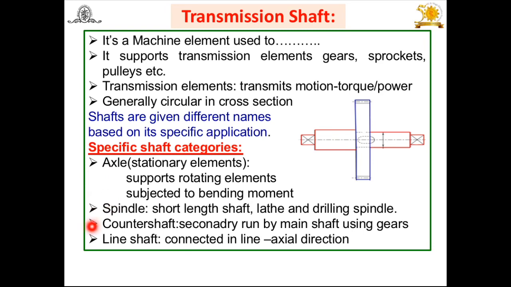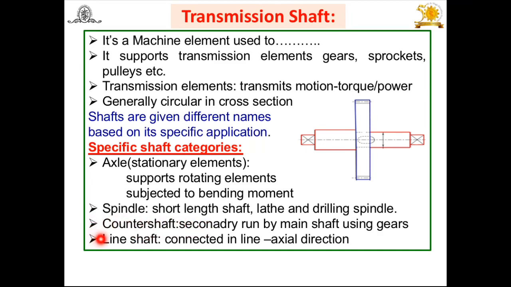Then third type is counter shaft. The word counter comes because of the direction of rotation of the motion. Generally, this counter shaft is a secondary shaft which is run by the main shaft. Motion or power is transmitted from the main shaft to this counter shaft by using gears or gearbox, and the direction of rotation may be counter. That's why the name is given counter shaft.